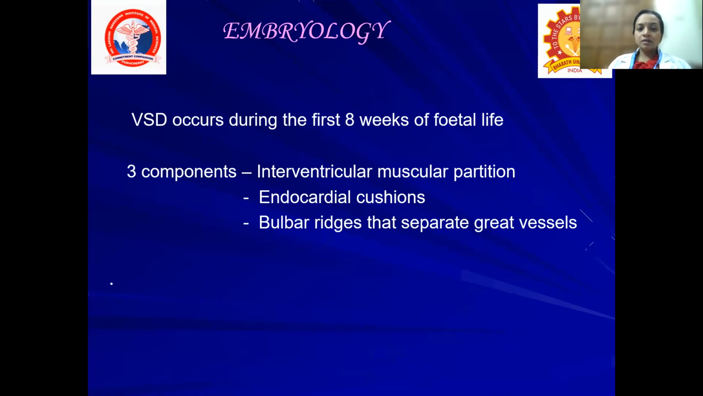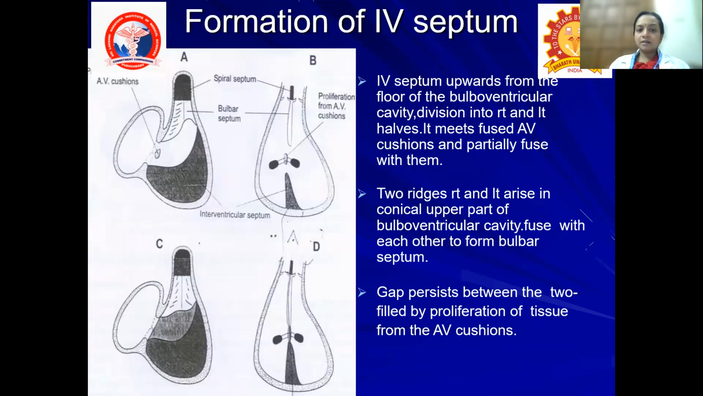VSDs occur during the first 8 weeks of fetal life. The three components of the ventricular septum are the interventricular muscular partition, the endocardial cushions, and the bulbar ridges that separate the blood vessels. This is the embryology.